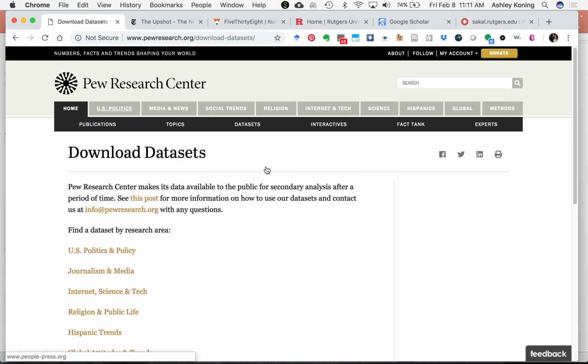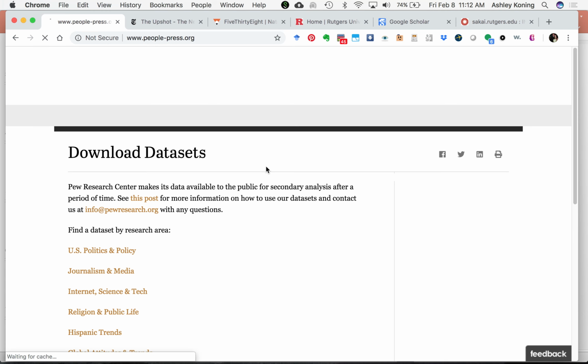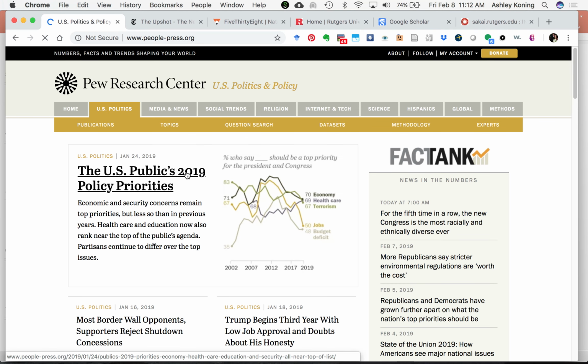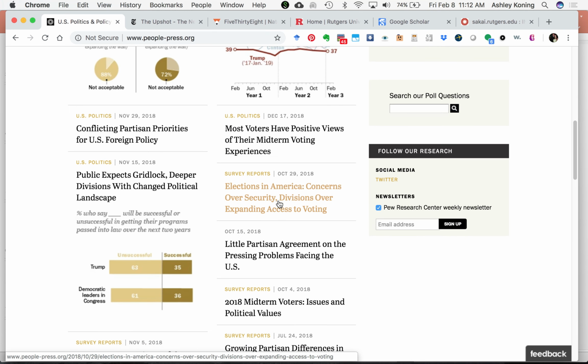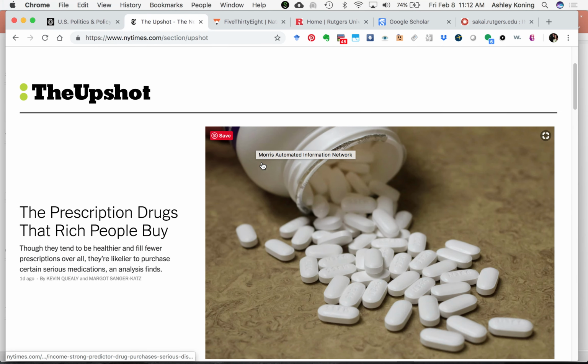But just simply looking at Pew Research articles alone may inspire you in terms of what you actually want to research, whether it's about a certain policy, immigration, the previous or the upcoming presidential election. There's a ton of stuff on here that could really inspire you in terms of what you want your research paper to be about. The Upshot at the New York Times is also a great place to look.